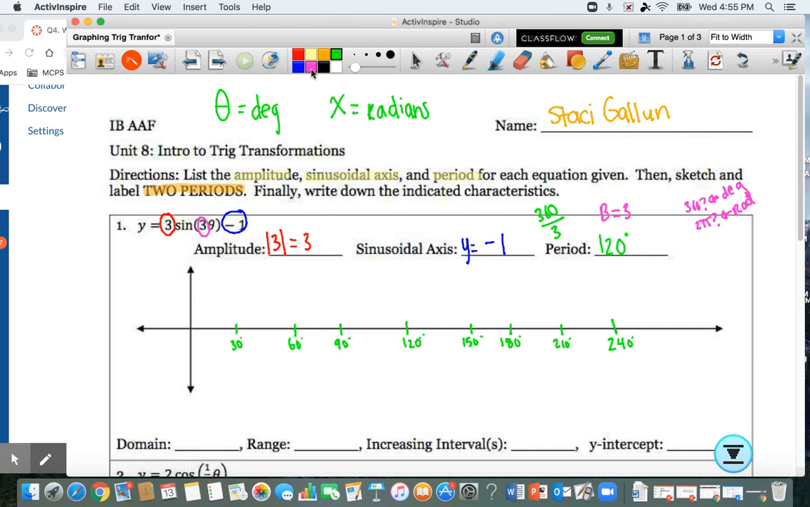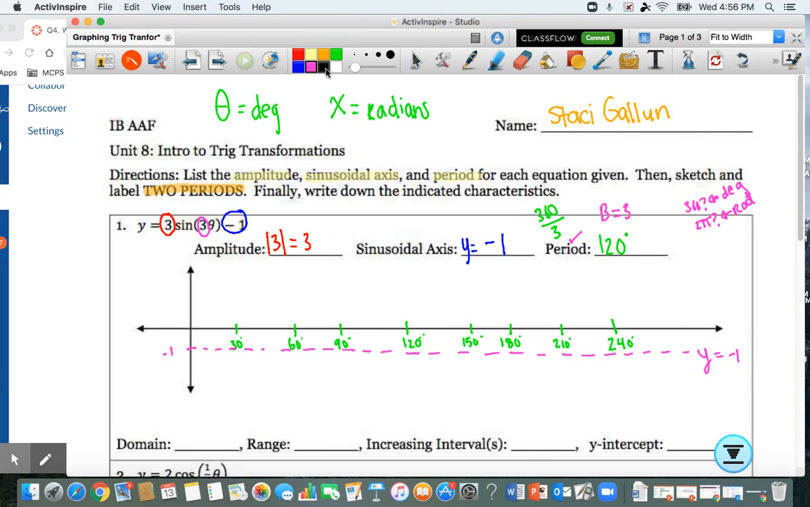Okay. So what do I need? So I've dealt with the period. Great. Sinusoidal axis. I remember they talked about a road, right? So this is going to be -1, right? So that's the middle of the road. Yeah, they said that. The middle of the road. So this will be y equals -1. Okay, right? I should think, yeah.